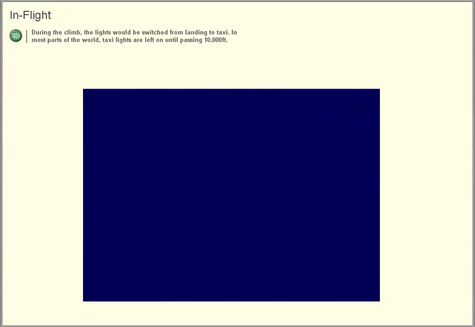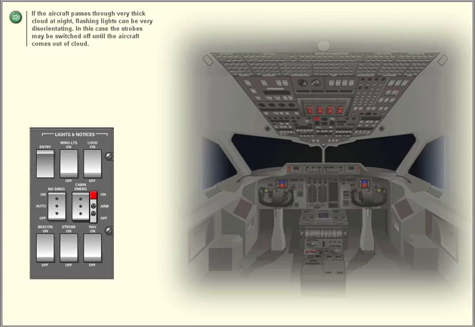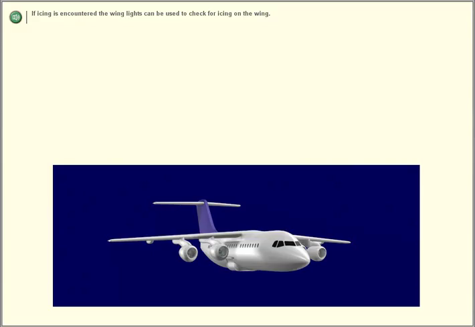In flight. During the climb, the lights would be switched from landing to taxi. In most parts of the world, taxi lights are left on until passing 10,000 feet. If the aircraft passes through very thick cloud at night, flashing lights can be very disorientating. In this case, the strobes may be switched off until the aircraft comes out of cloud. If icing is encountered, the wing lights can be used to check for icing on the wing.